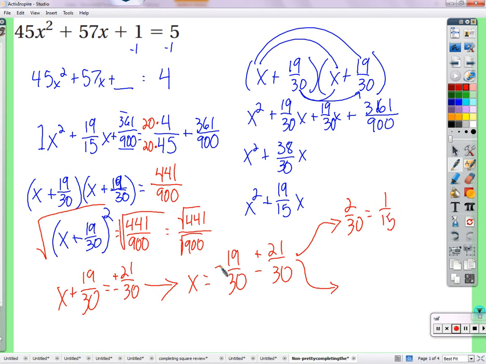All right, what if you take negative 19 thirtieths minus 21 thirtieths? Negative 40 thirtieths, which is negative 4 thirds.